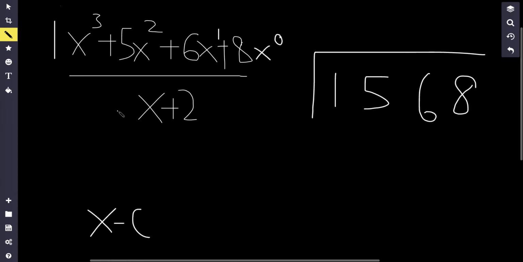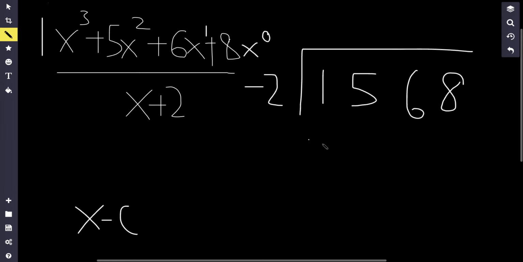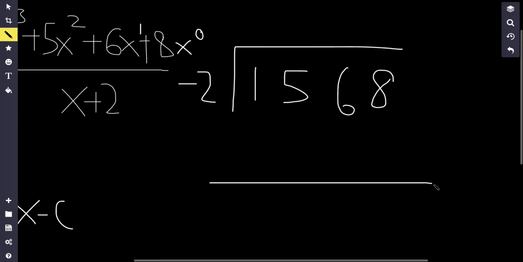Now you take a look at your denominator, what you're dividing by, and ask yourself: what number can I put into x that makes this equal to 0? In this case, if you put in -2 for x, that makes the denominator equal to 0. So that's what I'm going to put to the side. I'm going to put this line beneath and this addition sign.